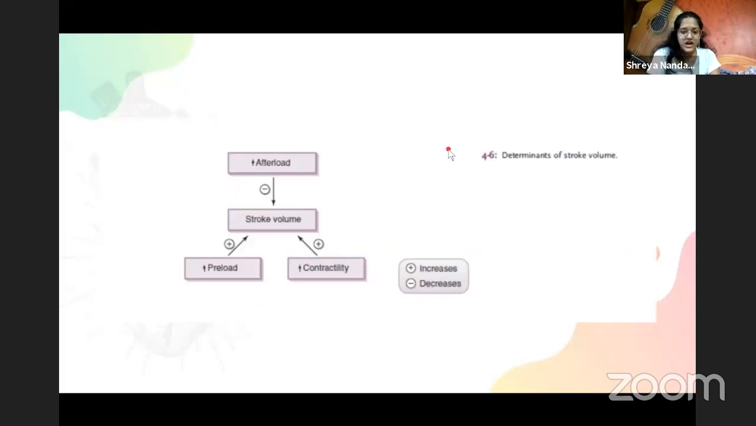This is a flow chart which shows that the stroke volume depends upon the three factors: preload, contractility, and the afterload. Preload and contractility are directly proportional to stroke volume, which means that if preload and contractility increase, individually or together, it can lead to an increase in stroke volume. But afterload is inversely proportional to the stroke volume, which means that an increase in afterload leads to a decrease in stroke volume.